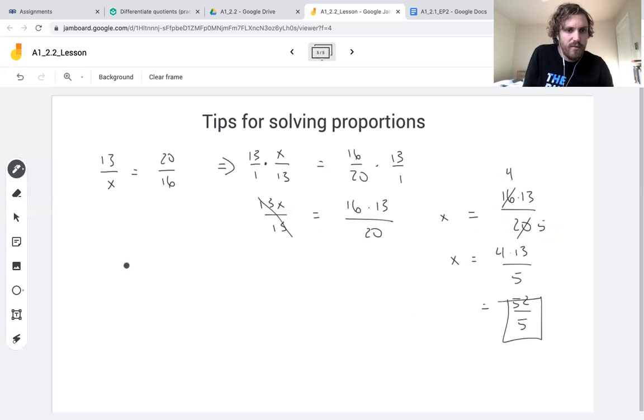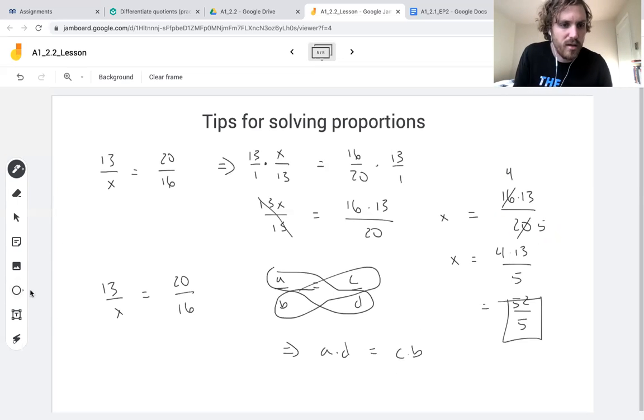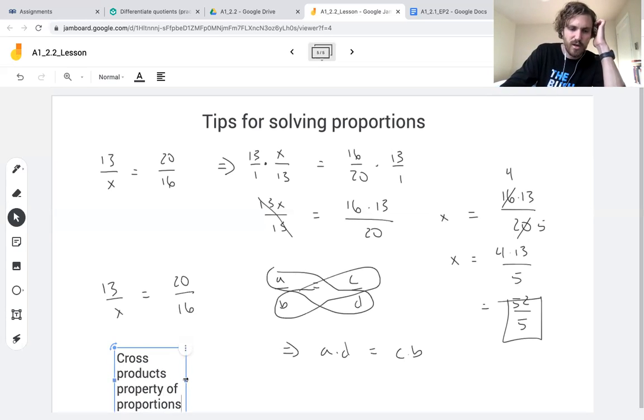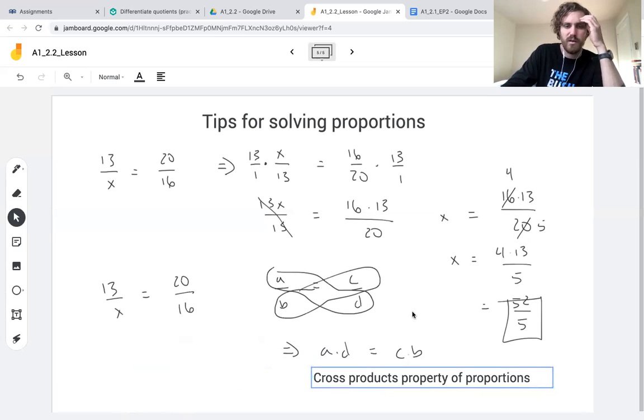But there's also something that you may have heard of, which is called the cross products property of proportions. That basically says that if you have A over B equals C over D, then A times D must equal C times B. So this is the cross products property of proportions, meaning that if you set the cross products equal, you will still have an equality.